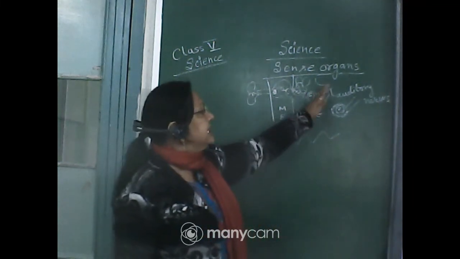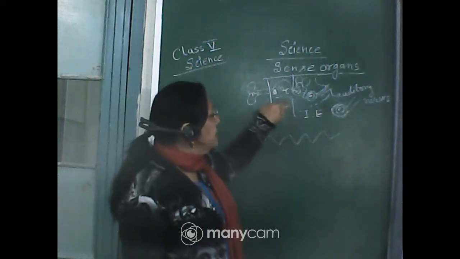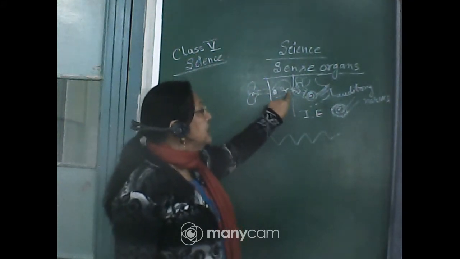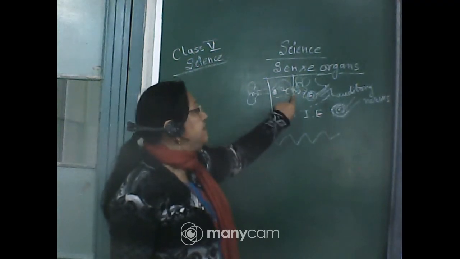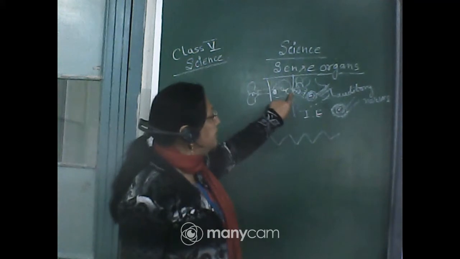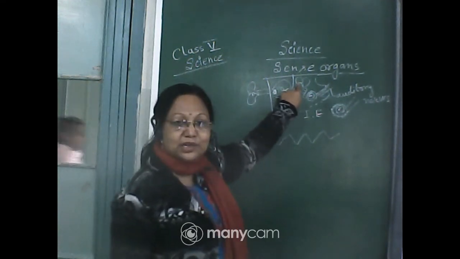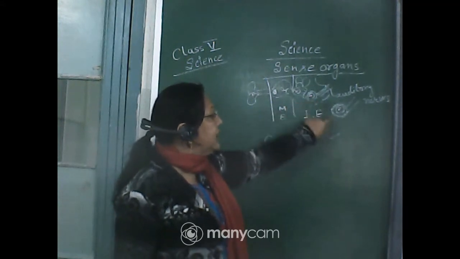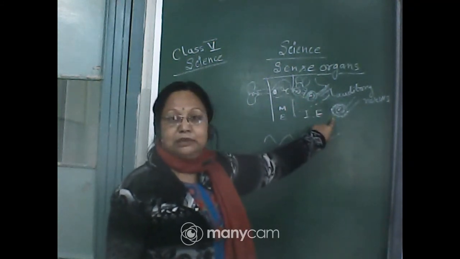And the last one is the inner ear. After the vibration of these three little bones, the vibration goes through the membrane. Again there is a window, or you can say a membrane. From this membrane it goes to the semicircular canal, then through this passage it goes to the cochlea, the last part of this ear.